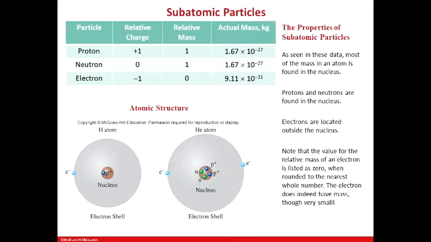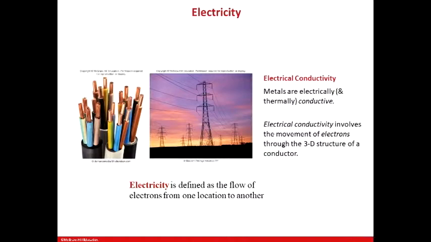Electricity is defined as the flow of electrons from one location to another. That is a critical definition. All right, and here's how it does it. It uses metals, because they're electrically conductive. Okay, they're actually thermally conductive as well, but they're electrically conductive.